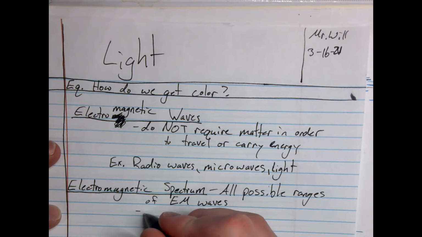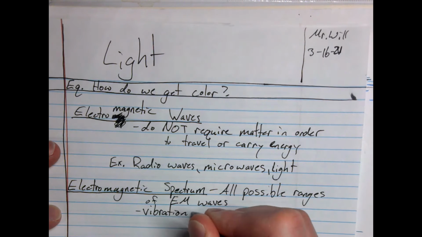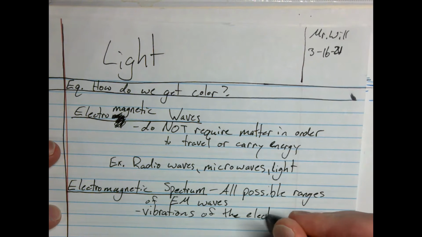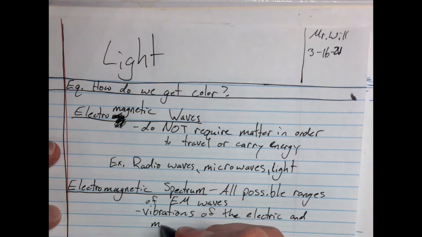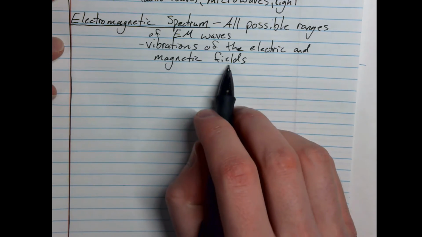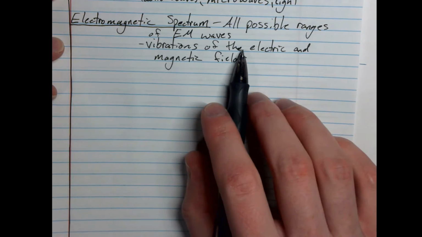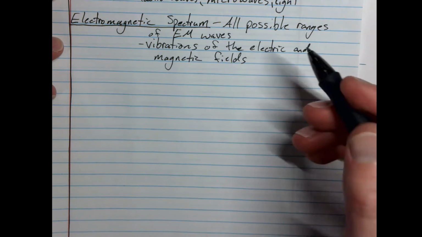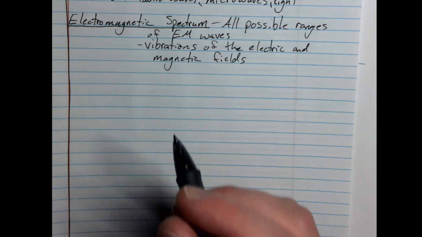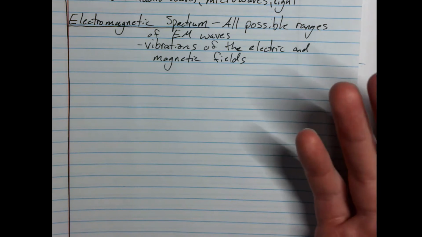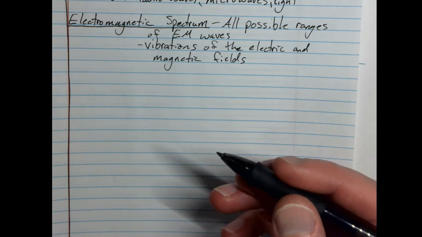And more importantly, the vibrations of the electric and magnetic fields. So there's an electric field and a magnetic field, and this works by those vibrating, just like air vibrates to carry sound. So this does the same thing with like light or microwaves. So there's this really cool spectrum, and there's this huge range of different things depending on the wavelengths. How do we get color?